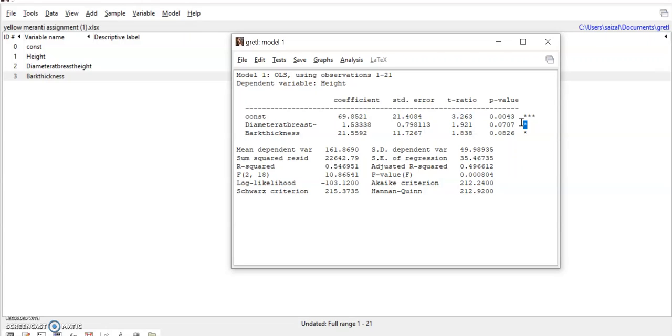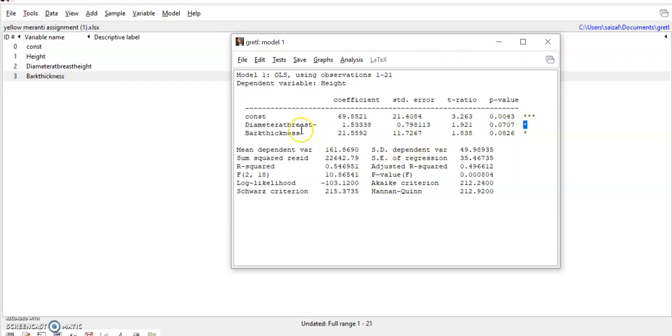Remember, 3 stars means 1% significance level, 2 stars means 5% significance level, and 1 star means 10% significance level. If you don't have any star, it means that the independent variable is not significant in explaining the dependent variable at any significance level.